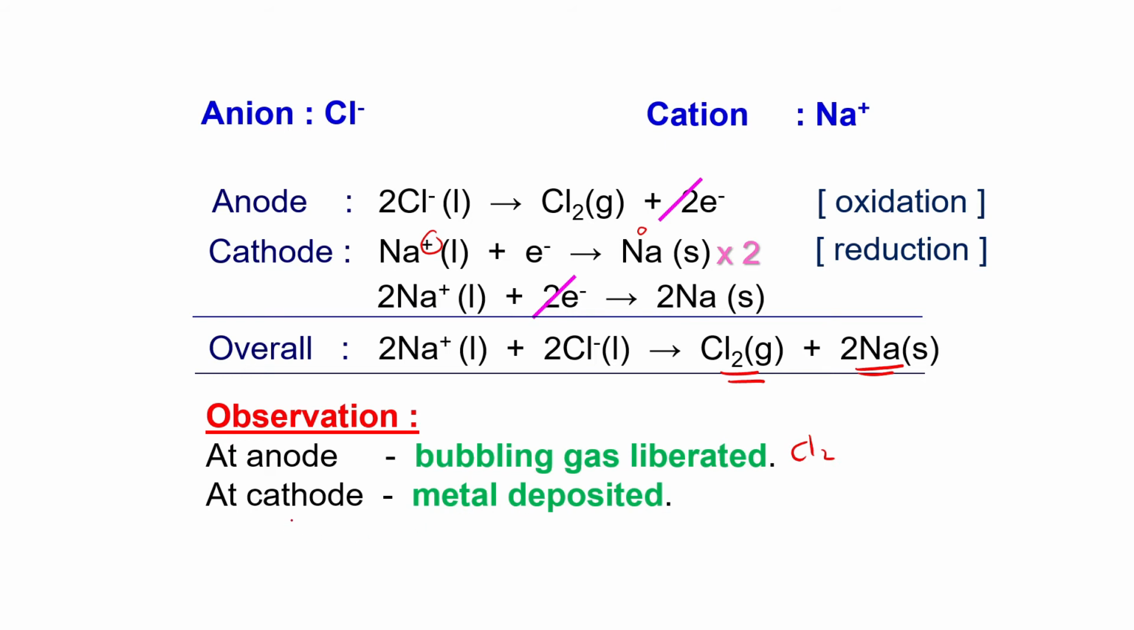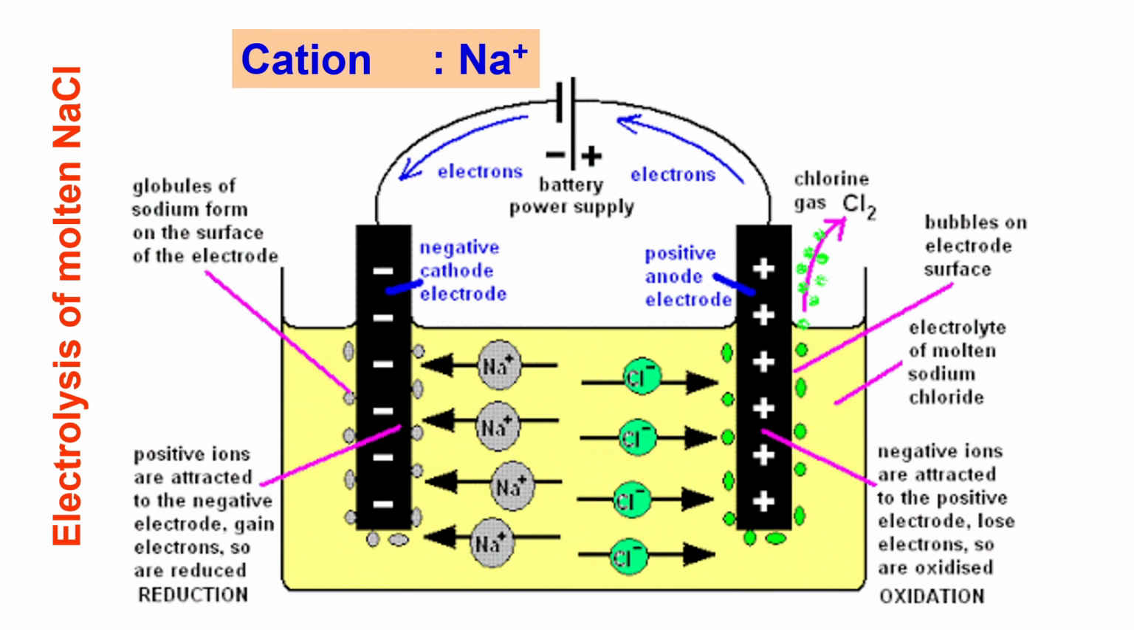Okay, di cathode kita nampak ada something deposited. Kita tak nampak dia ialah Na, tapi kita nampak dia metal. Actually that metal deposited refer to sodium. So this one is the diagram.